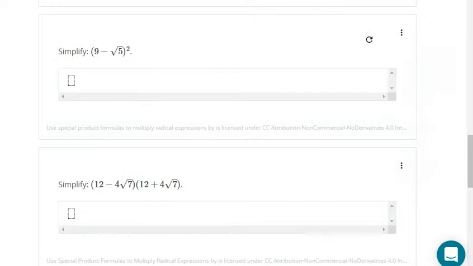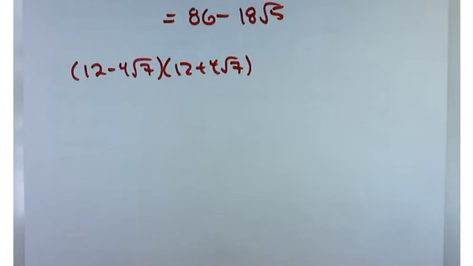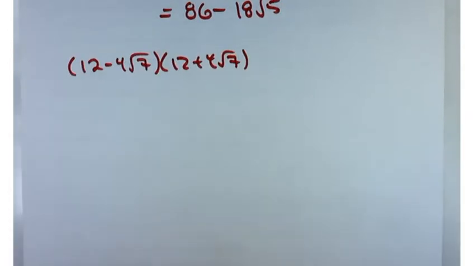Let's take a look at this next one. So 12 minus 4 times the square root of 7, and 12 plus 4 square roots of 7. So August, this one's coming directly out of your homework. So hopefully when you do things at home, it'll look a lot like the stuff that we did in class. Same kind of thing that we had with the last one.